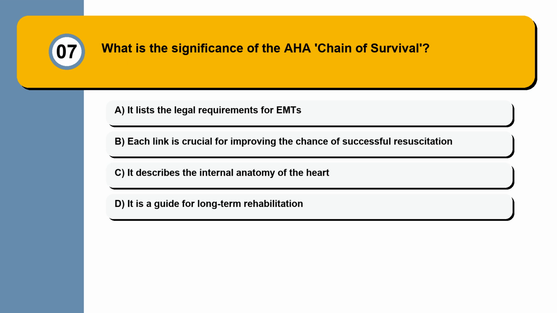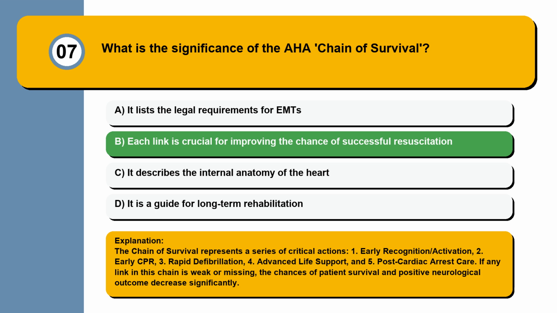Question 7. What is the significance of the AHA chain of survival? It lists the legal requirements for EMTs. Each link is crucial for improving the chance of successful resuscitation. It describes the internal anatomy of the heart. It is a guide for long-term rehabilitation. The chain of survival represents a series of critical actions: 1. Early recognition/activation, 2. Early CPR, 3. Rapid defibrillation, 4. Advanced life support, and 5. Post-cardiac arrest care. If any link in this chain is weak or missing, the chances of patient survival and positive neurological outcome decrease significantly.